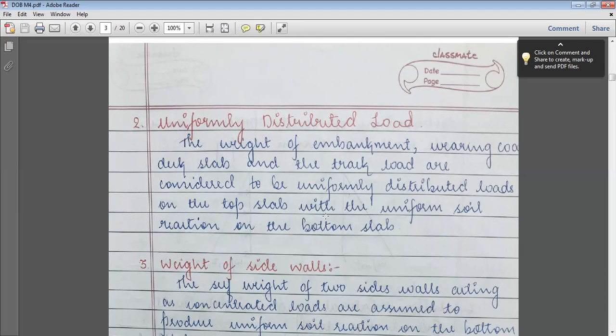One is the weight of embankment. Embankment means you will be filling the road across the roads. Those filling loads are called embankment, and wearing coat on the road, right? And deck slab, the self weight of the slab is also considered as UDL, and the track loads are considered as UDL on the top horizontal slab of the box culvert.